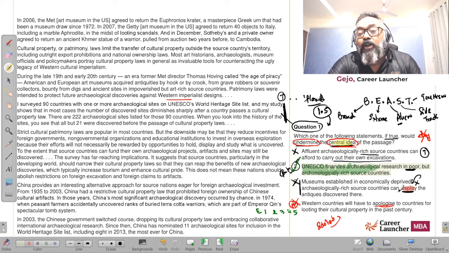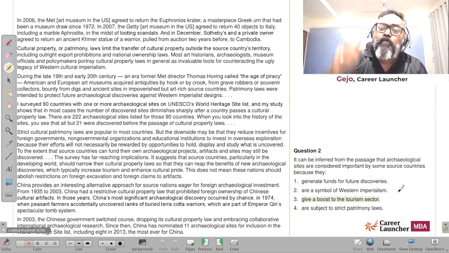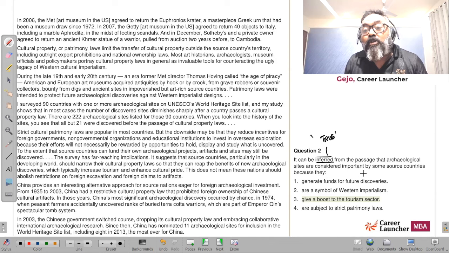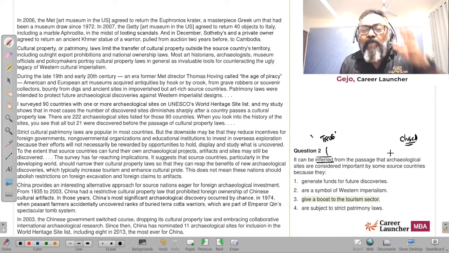Let's look at question number 2. It can be inferred. Don't worry about this inferred and all. At the end of the day, which of the following is true from the passage: that the archaeological sites are considered important by some source countries because... now this is a very close question. Archaeological sites are considered important by some source country.